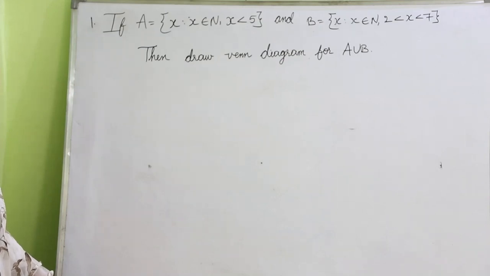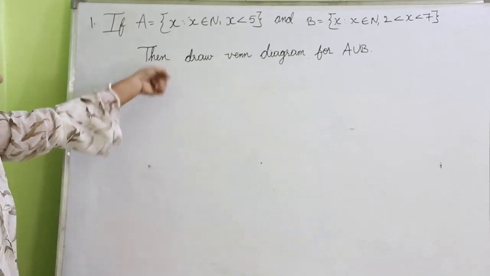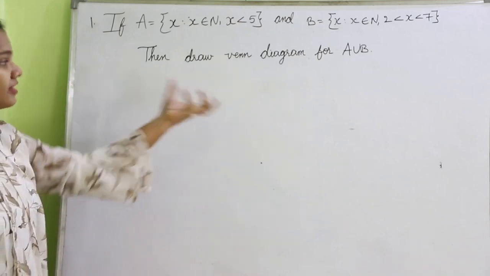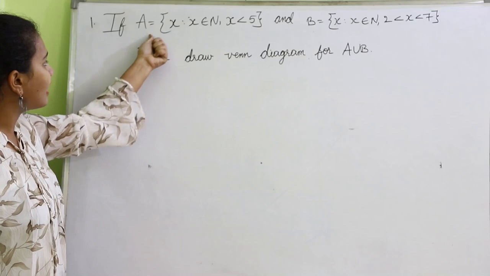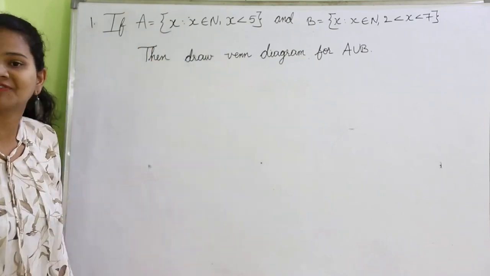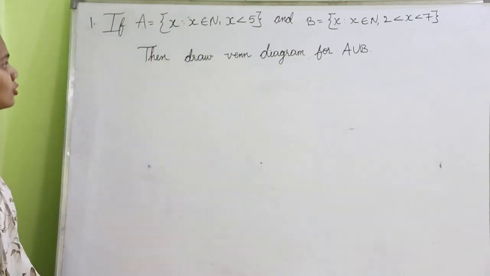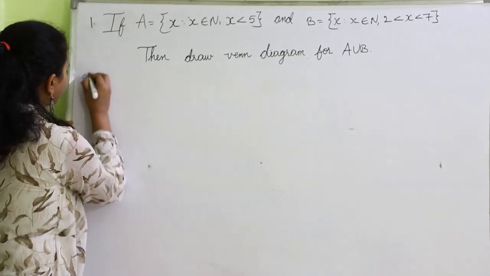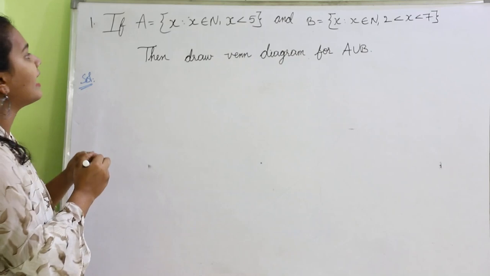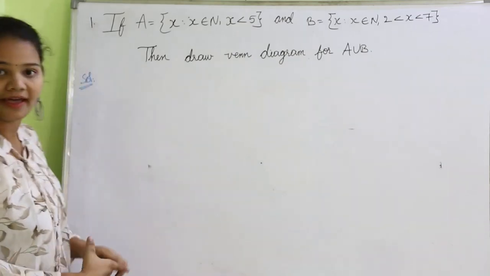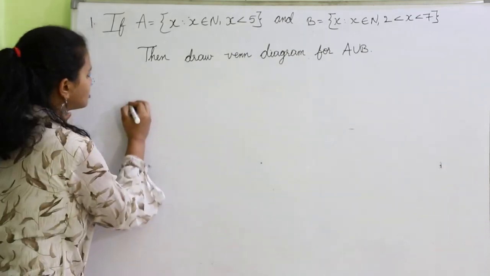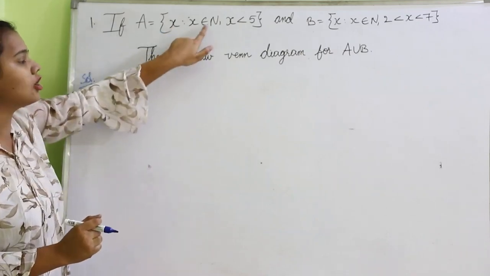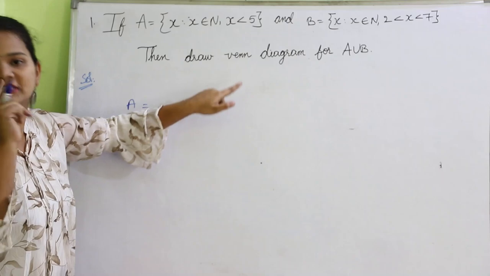Here they have given two sets, set A and set B. Firstly, to draw the Venn diagram for this, we must find the values of the A set and the B set according to the given rules. Now let's solve it. First let's find the A set values. A equals the set of x such that x belongs to N, the natural numbers which start from 1.